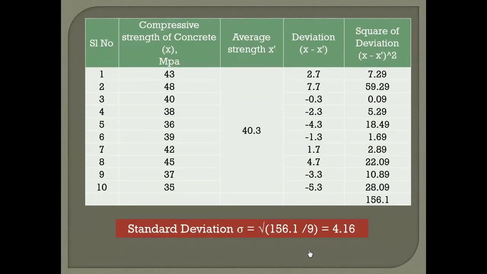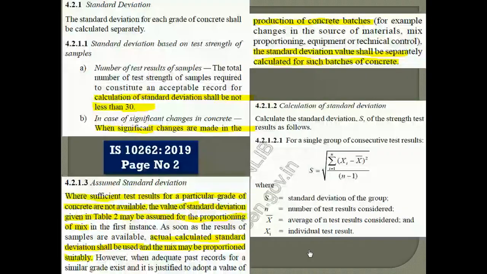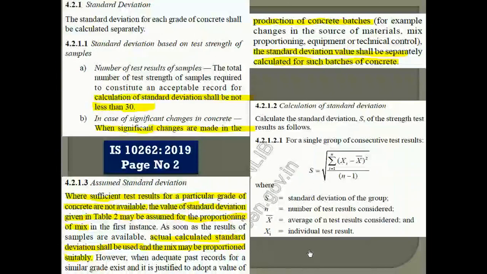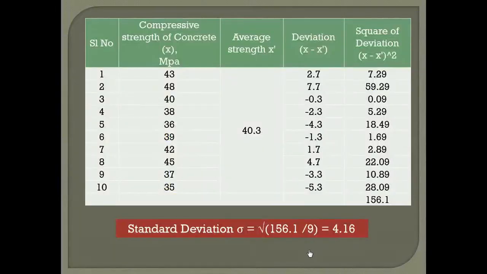So in the fifth column we have to square it, so that is the square of deviations. After calculating the square of deviations for 10 samples, we have to take the summation of that. We'll get 156.1 by adding all those square of deviation values. So for the standard deviation formula, as already explained, S is equal to the root of the sum of square of deviation values, that is 156.1, divided by n minus 1. n is nothing but the number of samples. We have 10 samples, so 10 minus 1 gives 9. So the standard deviation is 4.16.